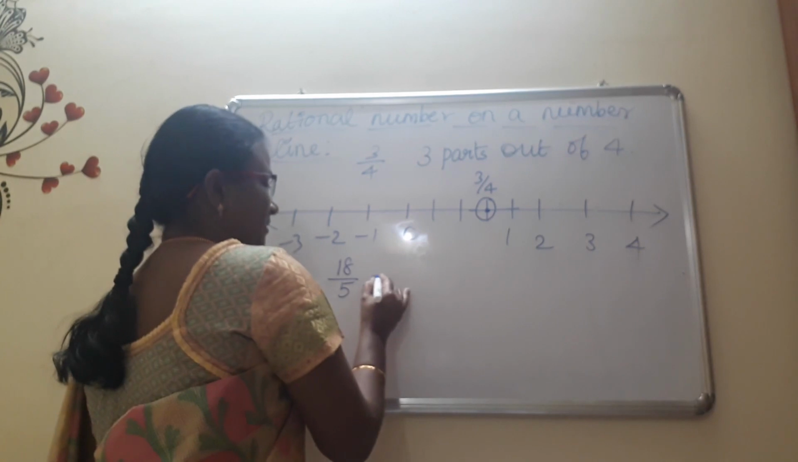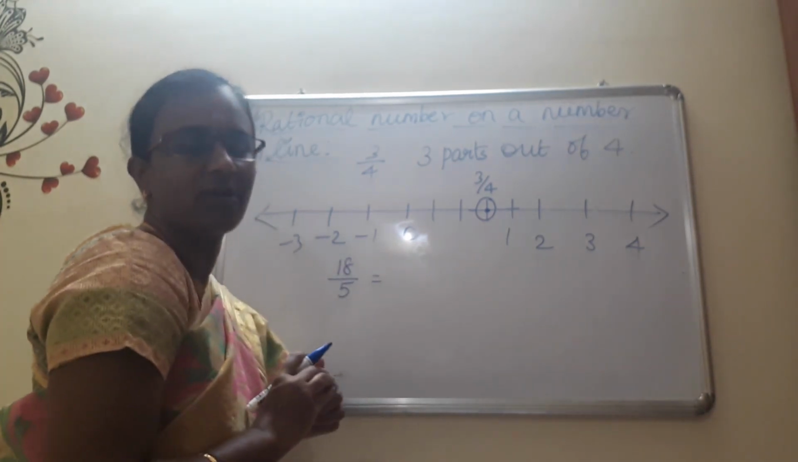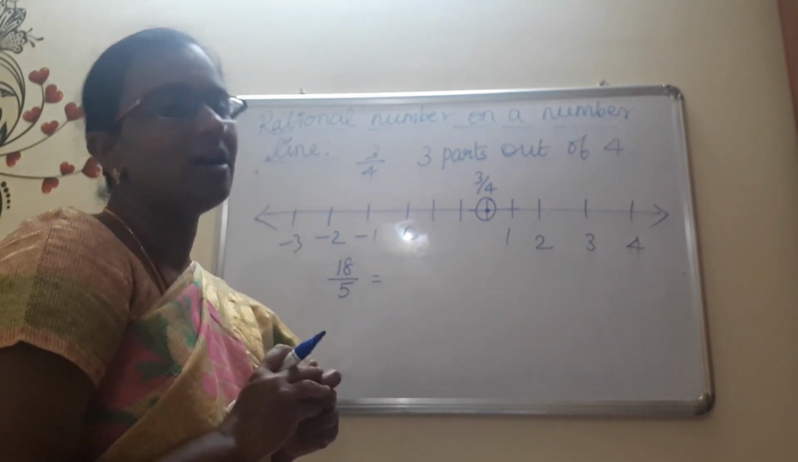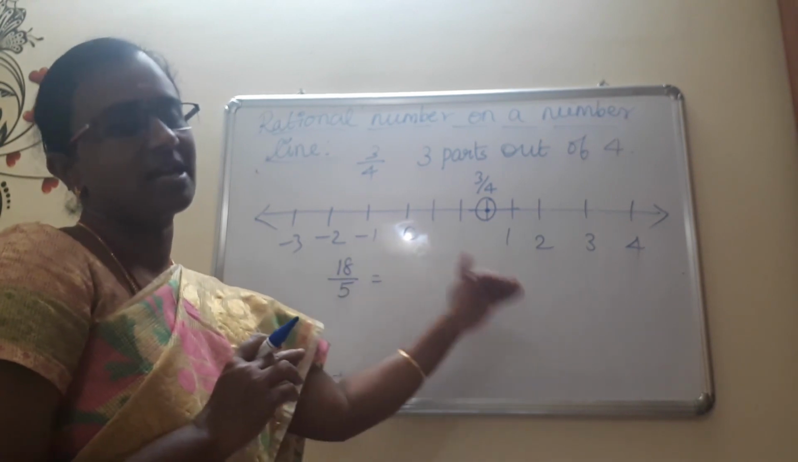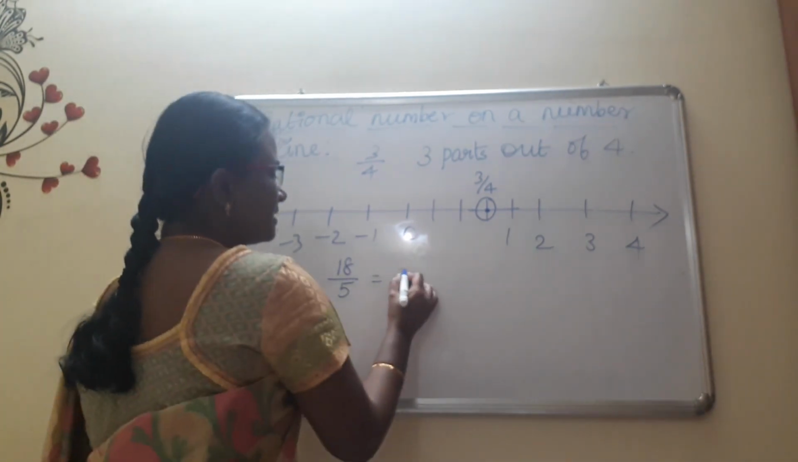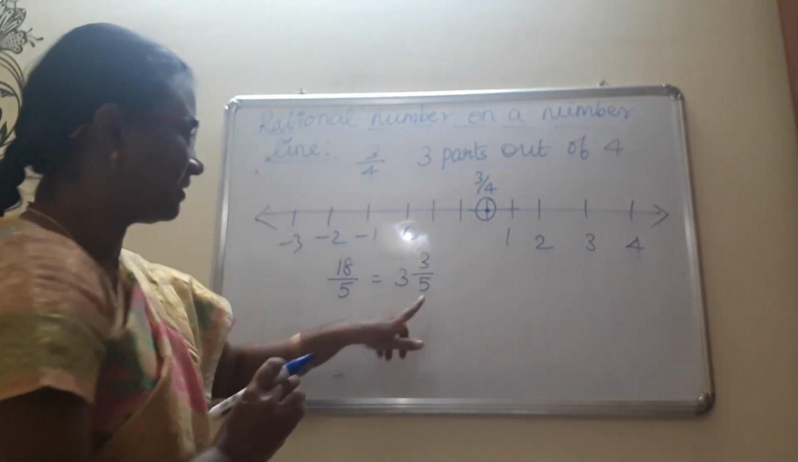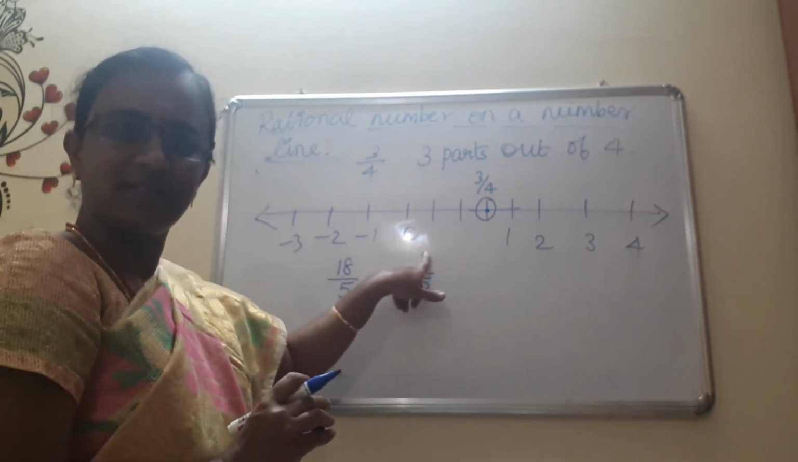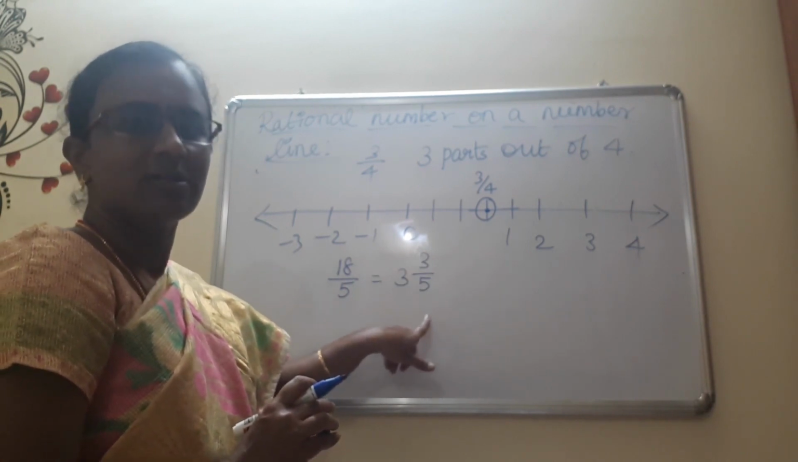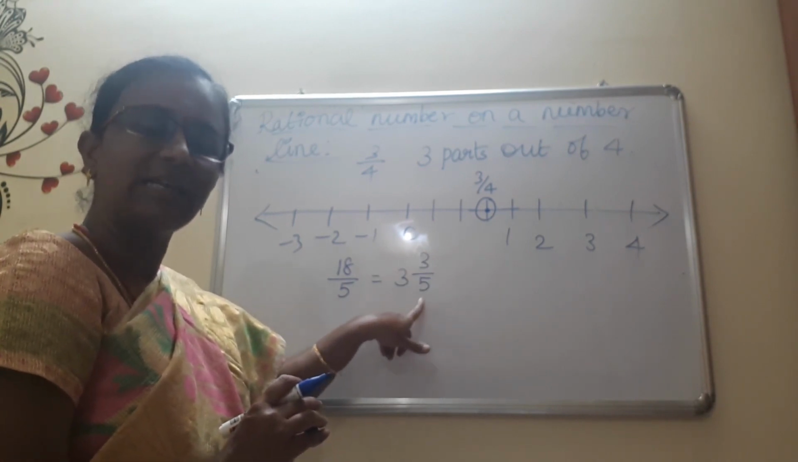How do we know that 18 by 5 is an improper fraction? We can easily convert this improper fraction into a mixed fraction. It's nothing but 3 3 by 5. Isn't it? 5 3s are 15, 15 plus 3, 18. So 18 by 5. So now we have to find out where it lies.